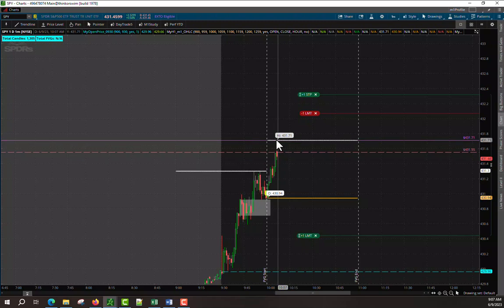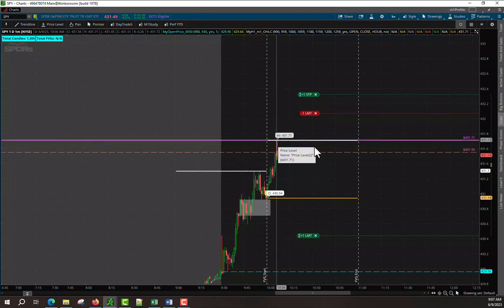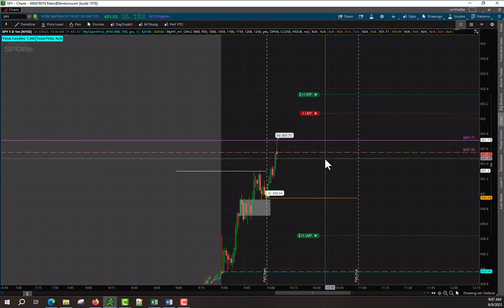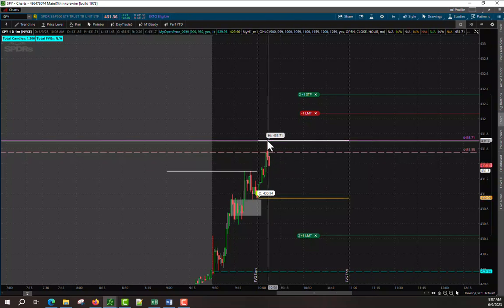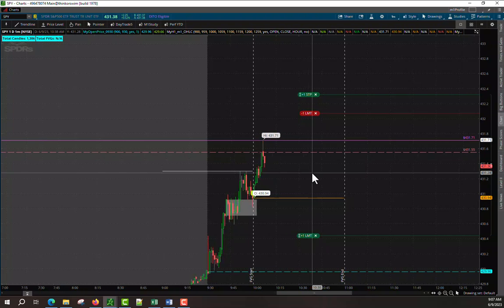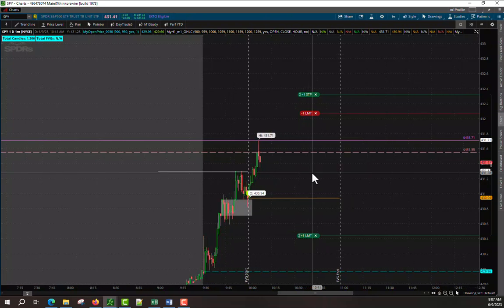Look at that. It hit exactly 71, the point of interest that we have. Man, that's amazing. Look at that. If we hadn't taken the trade on Monday, then we'd go into this trade. Perfect right there. Perfect short. Look at that. It's amazing.